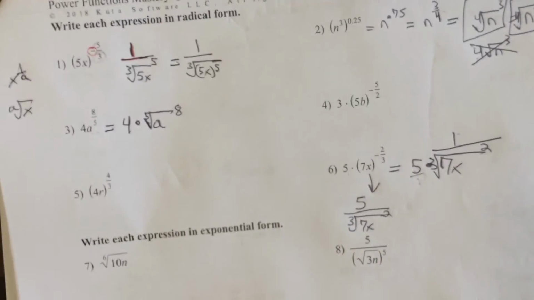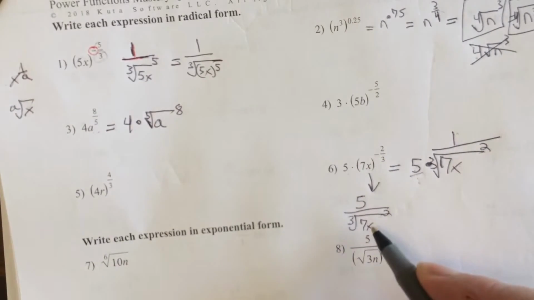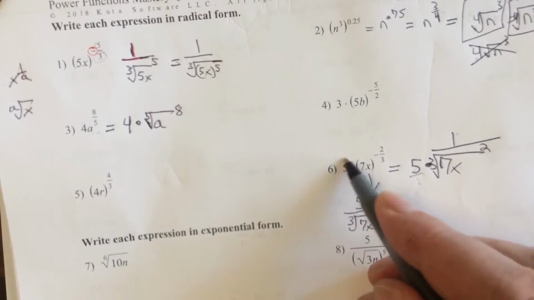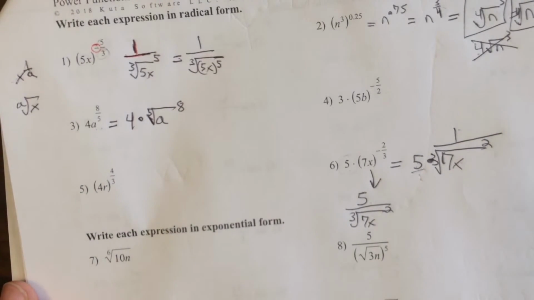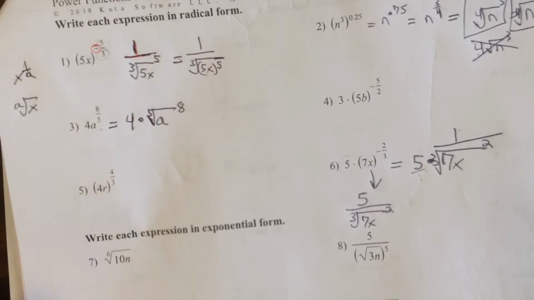Most of the time we'll go straight to here, and we'll think of it as negative exponents moving to the denominator. The 5 does not have a negative exponent, so it does not move to the denominator. Okay, let's do just a couple more in the other direction.